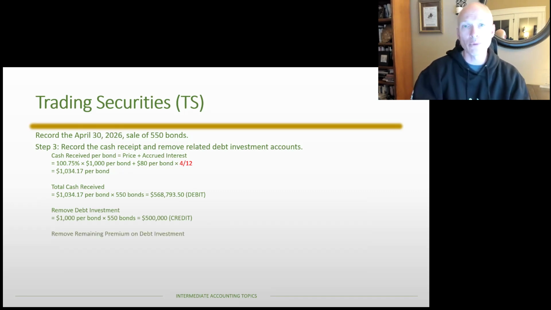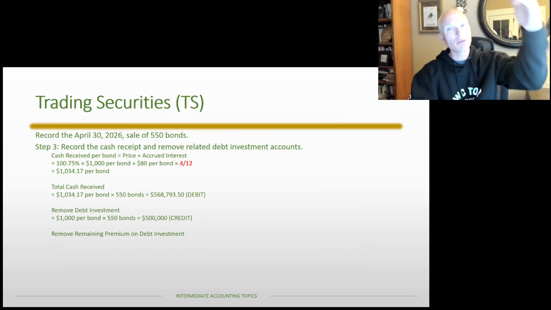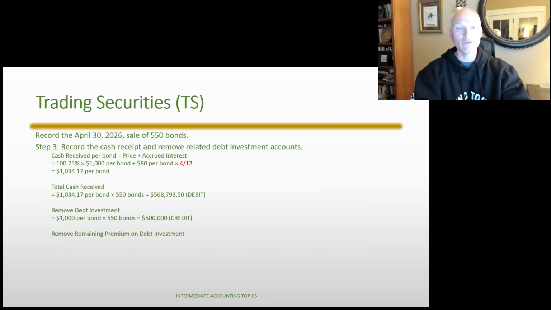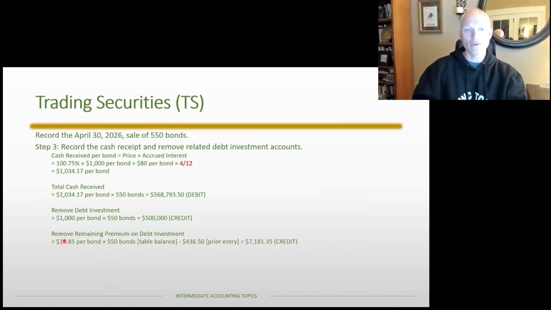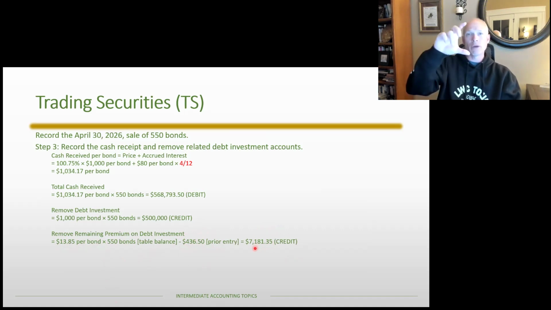We're going to remove the remaining premium. Again, we have to think, what was the premium balance? For each of these 550 bonds, the previous balance was $13.85. That's taken from the table. But remember, we had made a partial adjustment to that premium balance for these 550 bonds. That previous adjusting amount in total was $436.50. And so in total, essentially, our remaining credit is $7,181.35. Because remember, we'd already partially reduced the balance per bond, and now we're just taking the rest of it away.